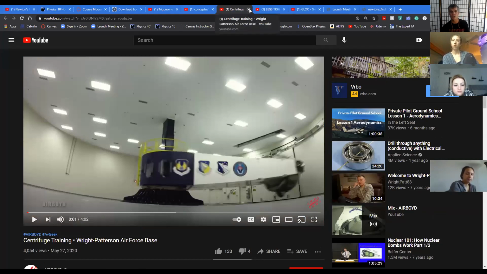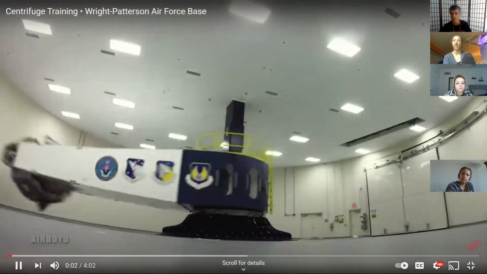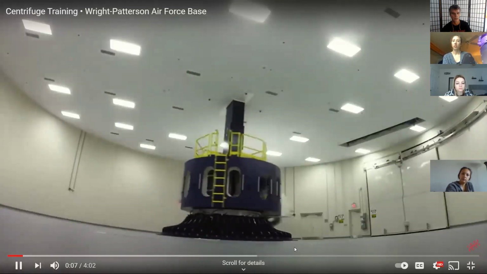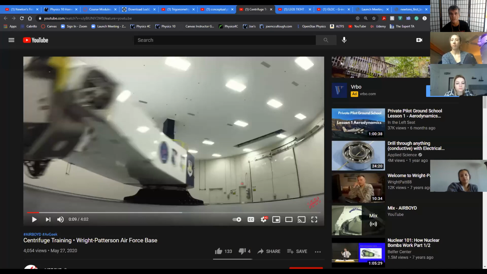Okay, so let me just show you what these pilots go in. This is called a centrifuge. We're going to see this next chapter, but anytime you are moving in a circular path, you're accelerating, even if your speed isn't changing, because your direction is changing. They get into this contraption and it just starts spinning faster and faster. As it's spinning faster and faster, the acceleration increases.